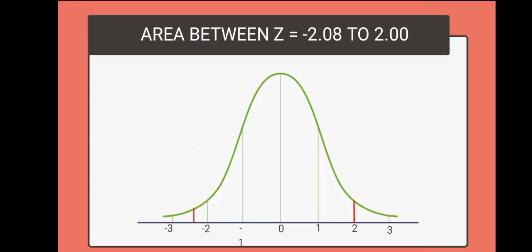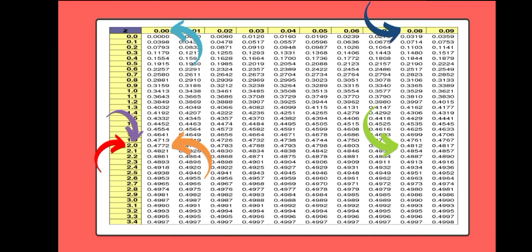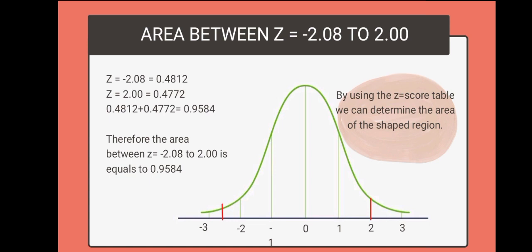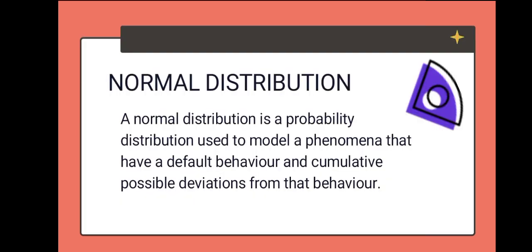This is the last example. Area between z equals negative 2.08 and 2.00. To get the area of the bell curve, first search for the z values of negative 2.08 and 2.00. After that, add them together. The sum will be the final answer. Therefore, the area between z equals negative 2.08 and 2.00 is equal to 0.9584. Our next discussion is all about normal distribution.